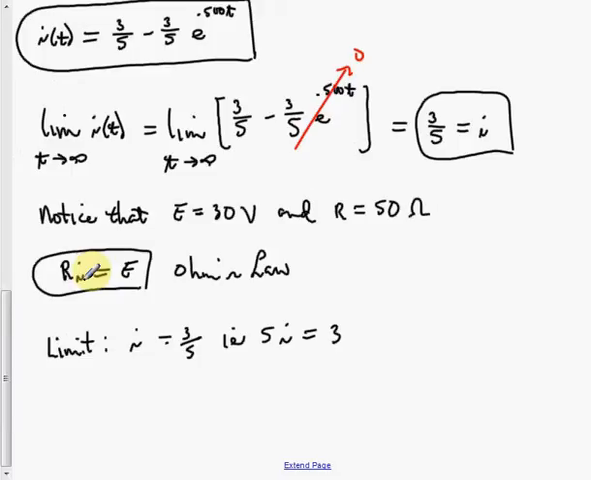Now, the neat thing is that what Ohm's law is saying is that ultimately that's what the circuit is trying to produce. So for typically any small amounts of time, you definitely want to use this formula here, right? That I of t is equal to 3 over 5 minus 3 over 5 times this e to the negative 500t. But ultimately, we do have that the current is simply 3 over 5. Any questions?